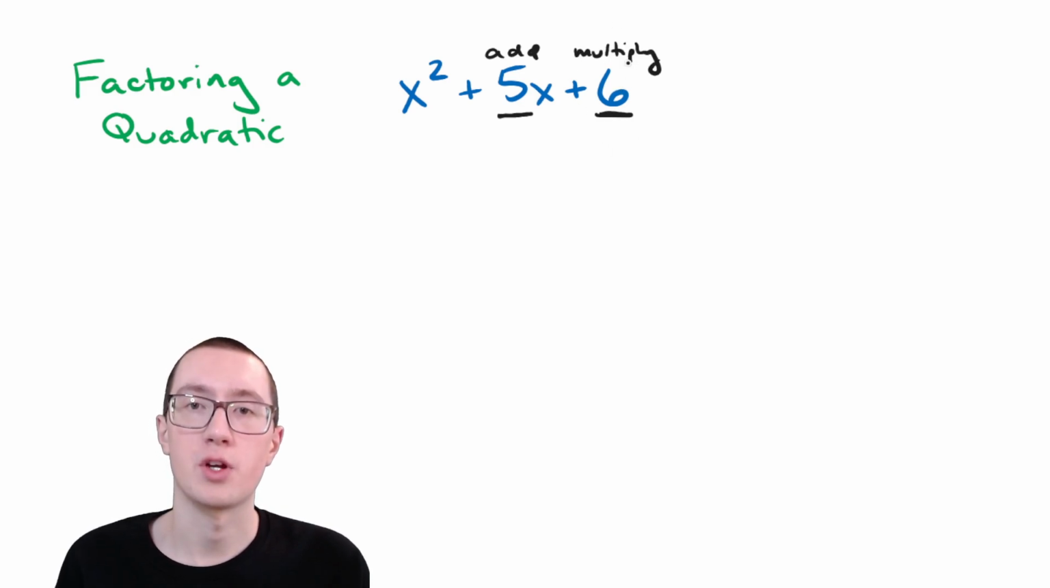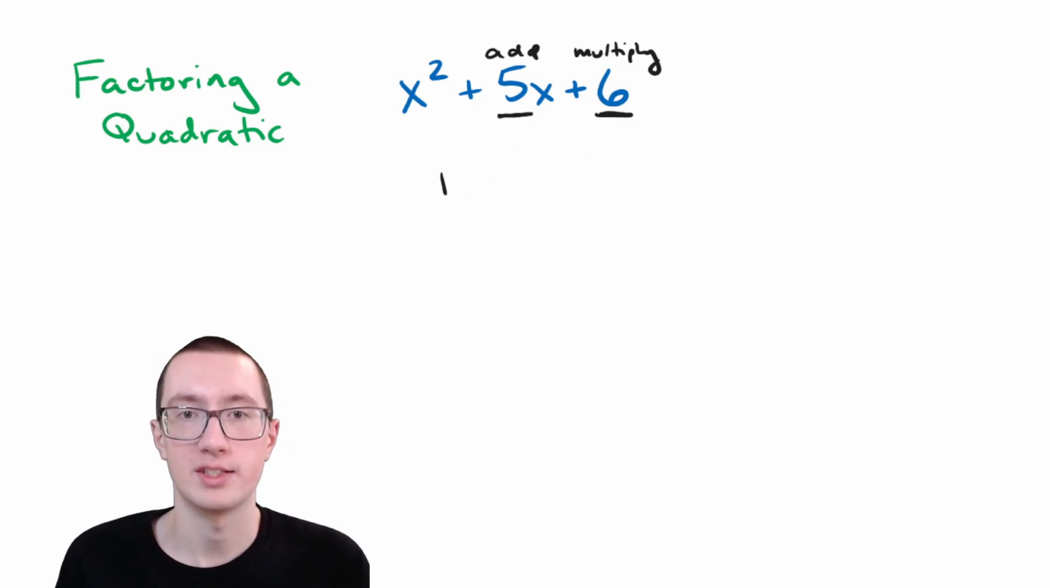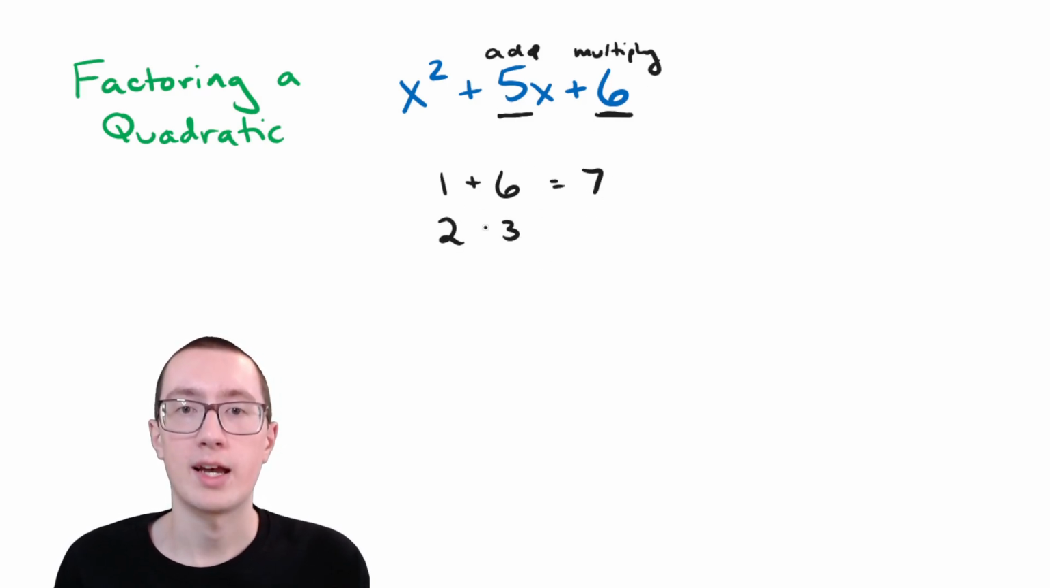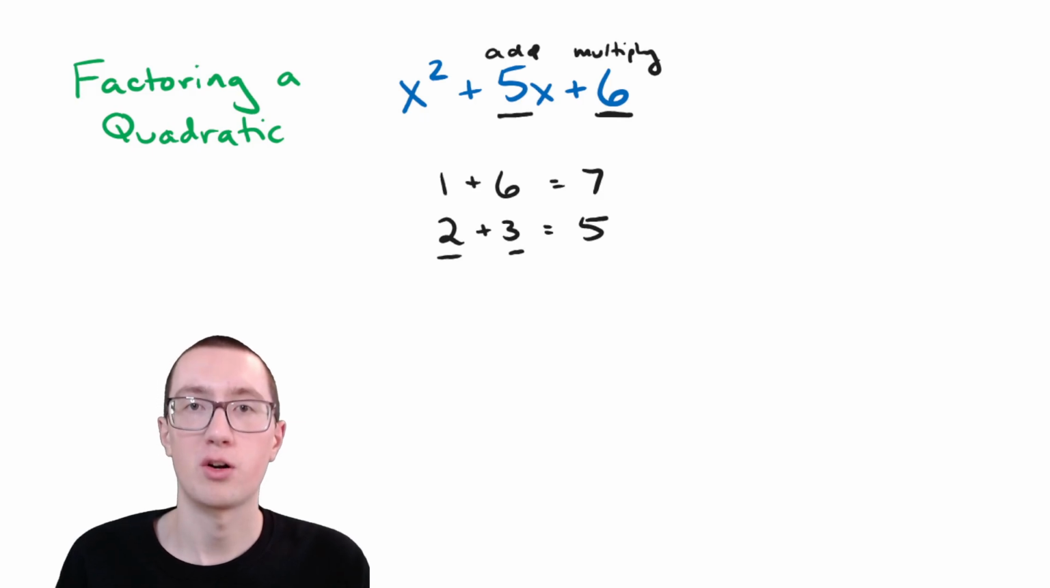So I usually think of numbers that multiply first and then see if they add. So numbers that multiply to 6, well, we have 1 and 6, right? Because 1 times 6 is 6. But if we add these together, we get 7. And that's not what we're looking for. We want 5, right? But 2 and 3 also multiply to get 6. And if we add these together, 2 plus 3, we get 5. And 5 is the number we're looking for. So 2 and 3 are our final numbers.